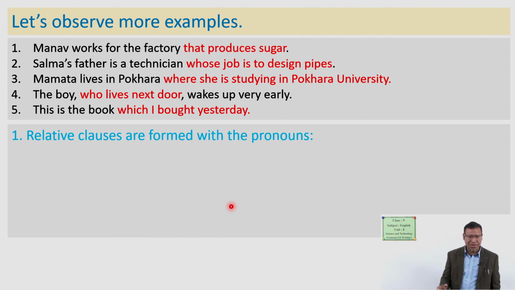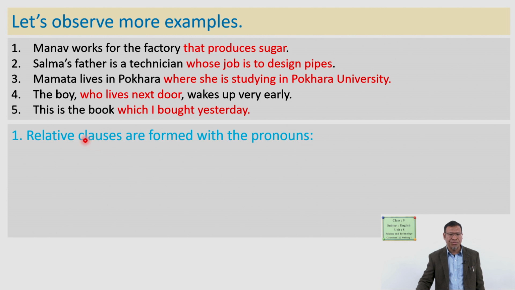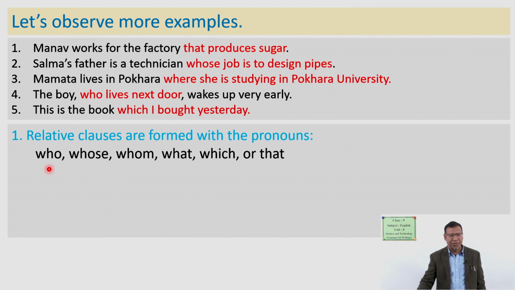So relative clauses, first we understood, are formed with pronouns. We use that, whose, where, who. These pronouns are used to form relative clauses. For example, who, whose, whom are the relative pronouns that are used to form a relative clause.